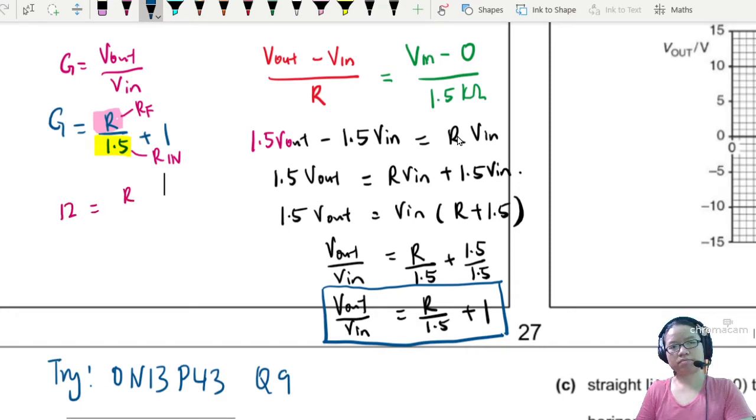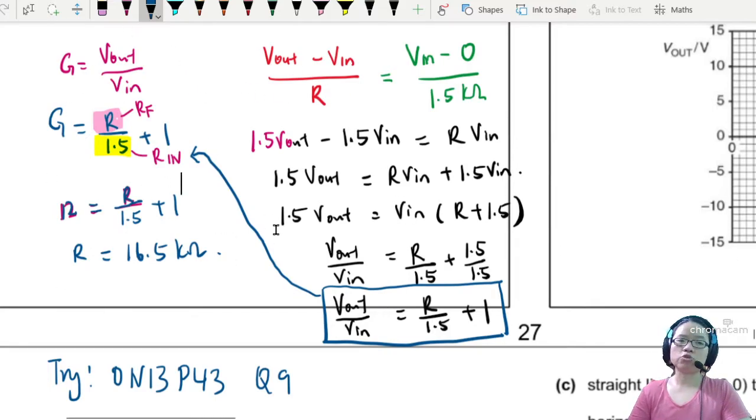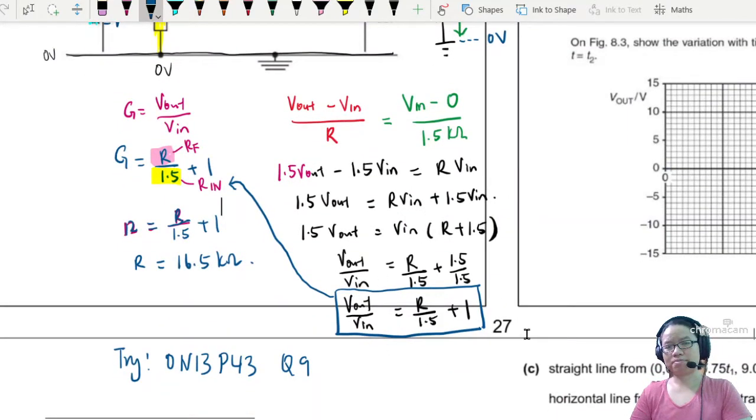Well, 1.5 plus 1. So you will be able to find R. Okay, so in this case, you will get the same value, 16.5, but this is kilo ohm. So this method is a fail-safe for you. Okay, we use potential divider to arrive here, but you don't need to if you can remember this relationship.